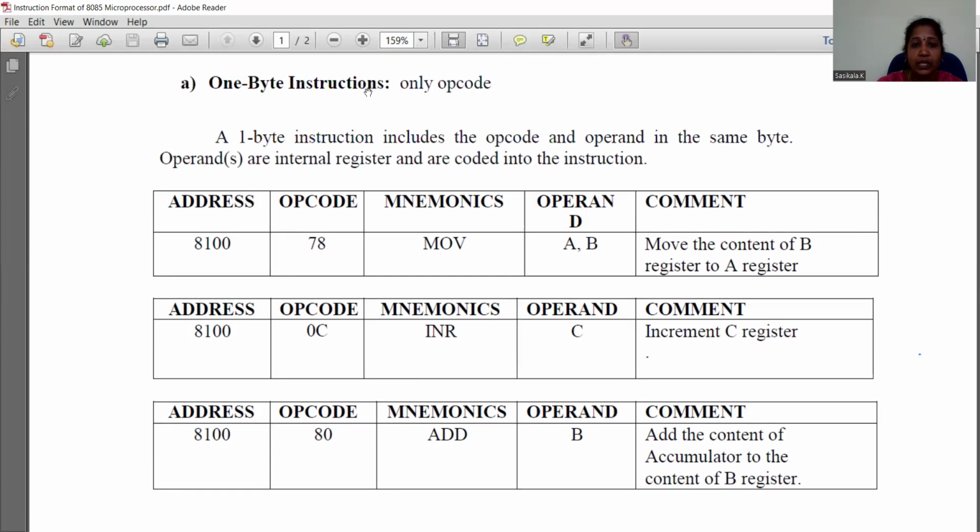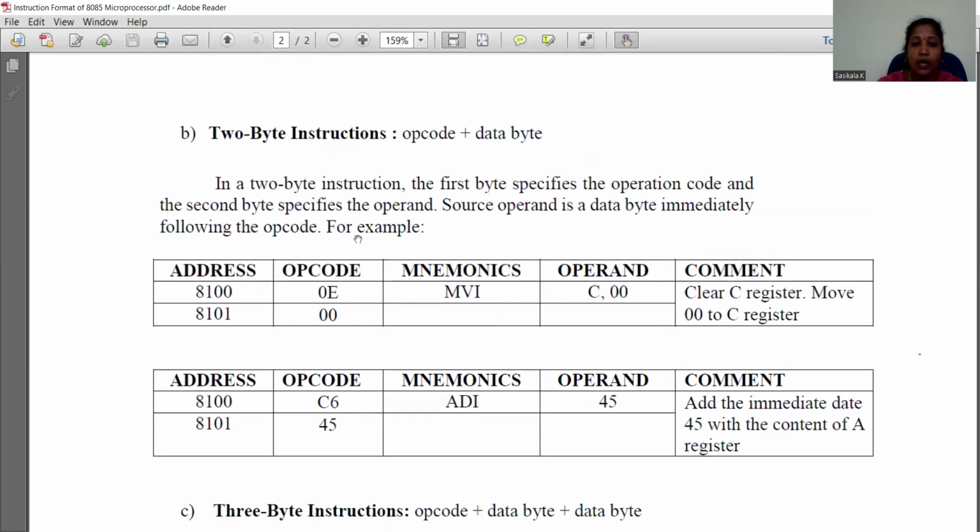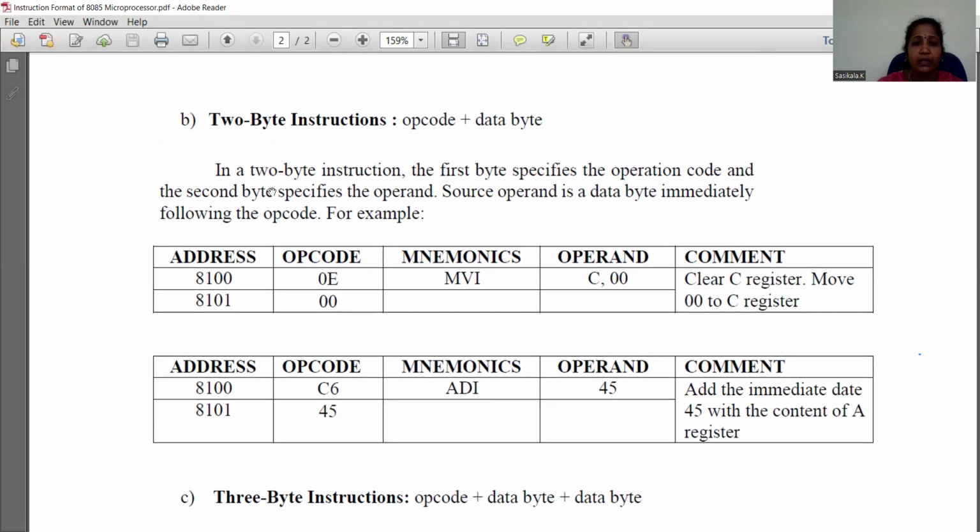So in 1-byte instruction, we'll be having only the opcode, that is the operation to be performed. The next one is 2-byte instruction. A 2-byte instruction is opcode plus the operand, that is the data bits or the data byte. In 2-byte instruction, the first byte specifies the opcode and the second byte specifies the operand.